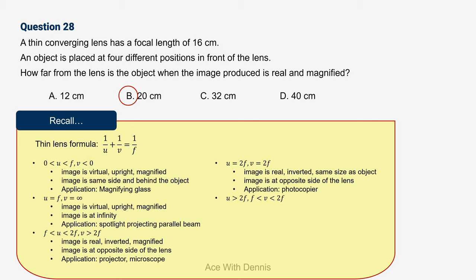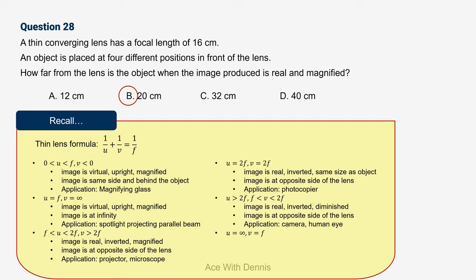Next, the fifth case is when u is greater than 2f and v is between f and 2f. For this case, the image formed is real, inverted and diminished, and the image is at the opposite side of the lens. Some common applications for this case are camera and human eyes.